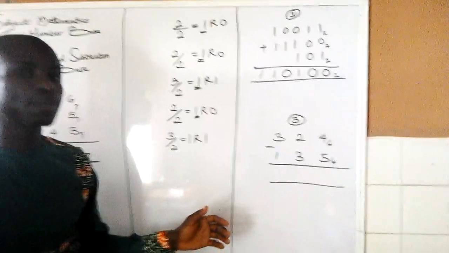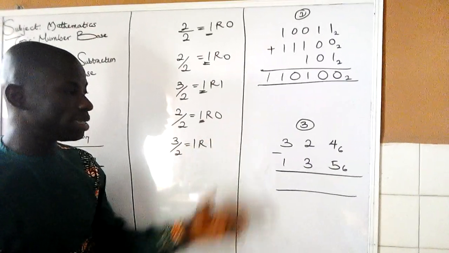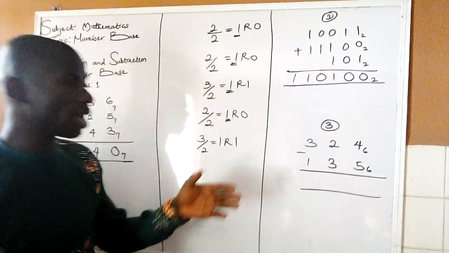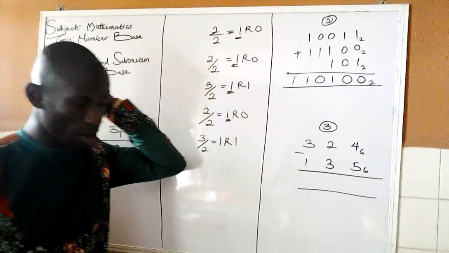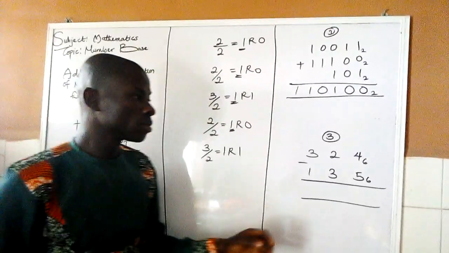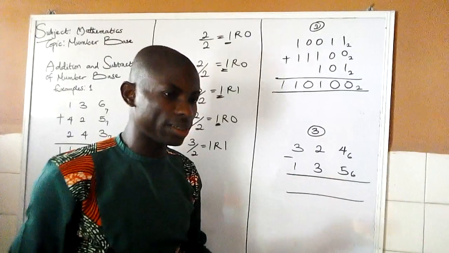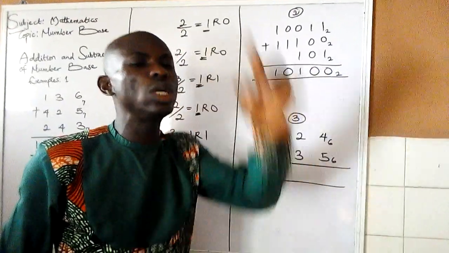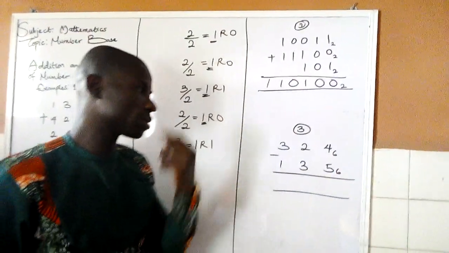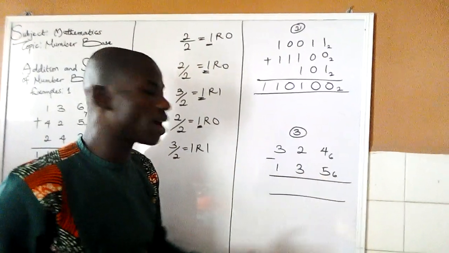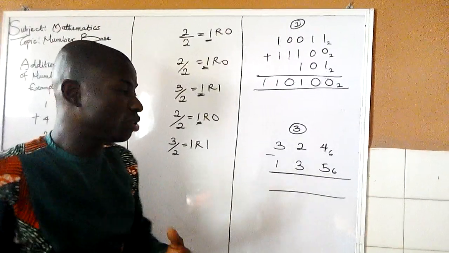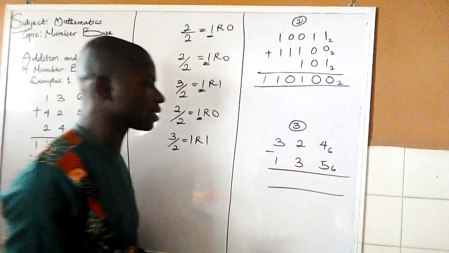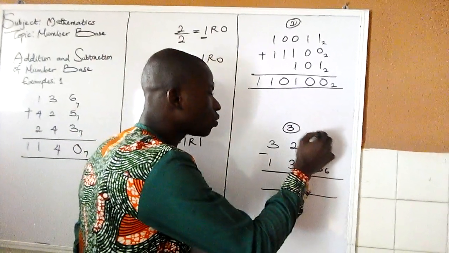Now the last question under this is this. Please pay attention very well. This is subtraction. Now listen keenly. When you are borrowing under number base, the number you are borrowing will turn to the base. Take note. We have 4 minus 5. We don't get negative under number base. So you borrow one from this place. The moment you borrow one from this place, that one will turn to the base, which is 6.